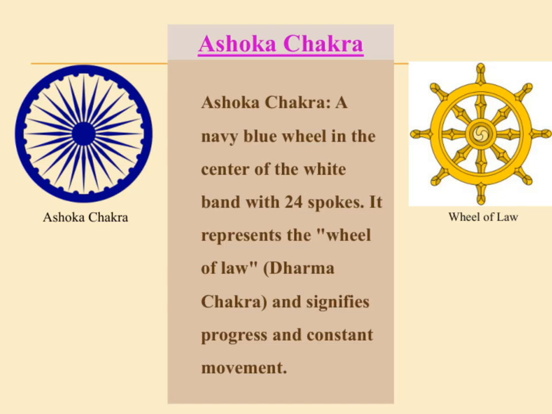Let's take a closer look at the Ashoka chakra. This is the navy blue wheel positioned at the center of the white band. It features 24 spokes, which are quite significant. The Ashoka chakra represents the wheel of law, also known as the Dharma chakra. This symbolizes progress, movement, and the idea that life and law are always in motion. When we see this chakra, it reminds us of the importance of continuous growth and adherence to principles of righteousness.